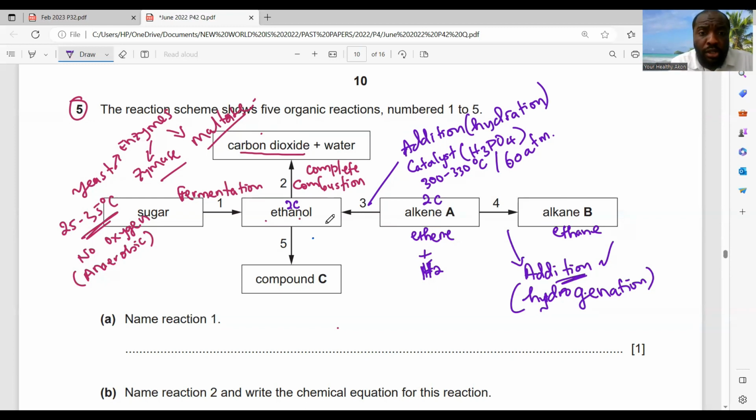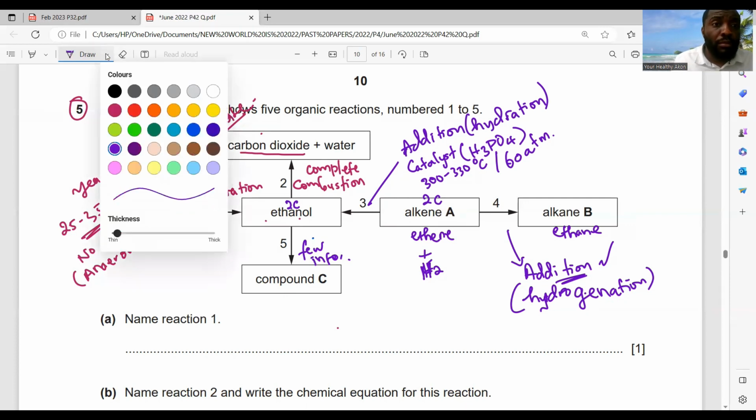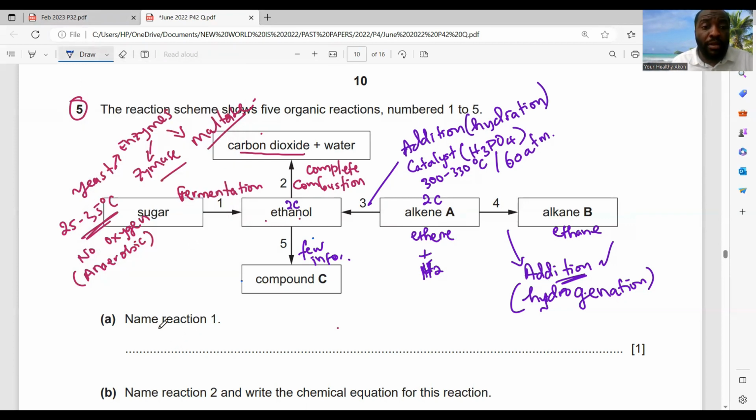Okay. For reaction 5, I noticed that you have ethanol to compound. See, there's not much information. So few information here. So I need to go back to the question which concerns what compounds. Maybe they could give us something good. Now let's go to the question. A, name reaction 1. We've already done that, fermentation. So we just come and we write fermentation simply here.